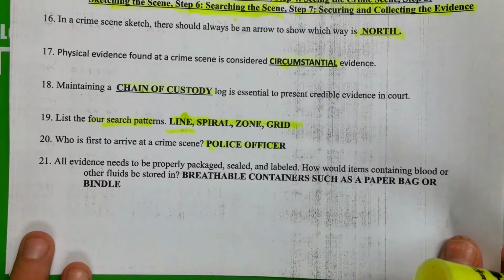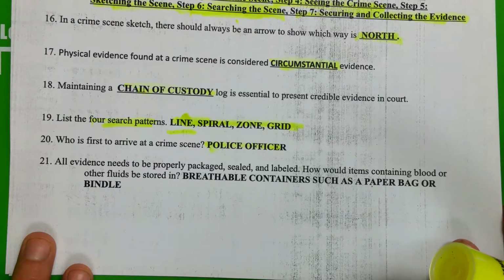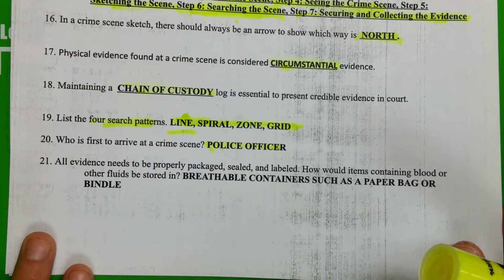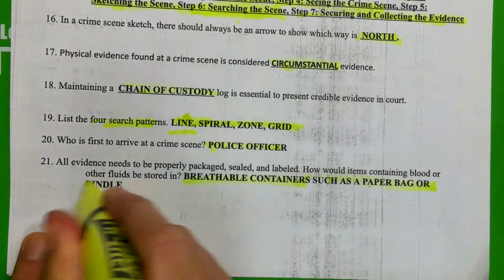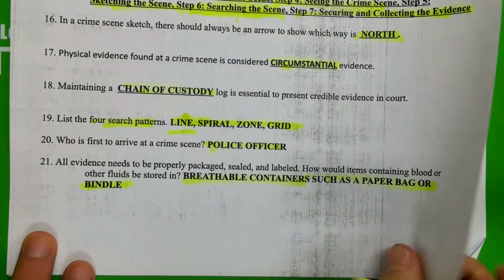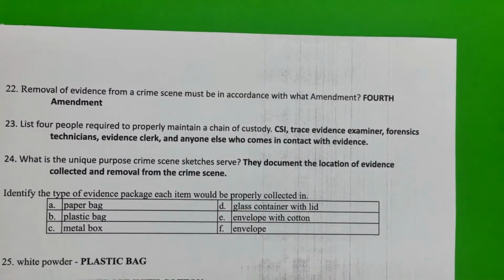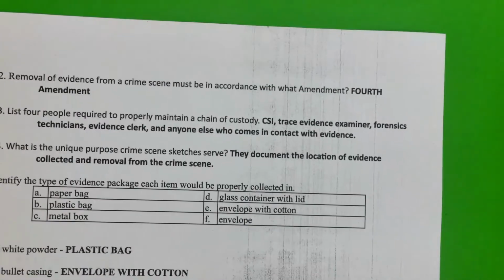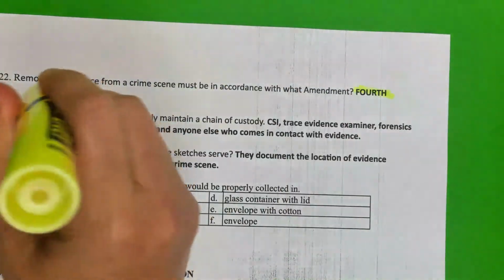Number 21, all evidence needs to be properly packaged, sealed, and labeled. How would items containing blood or other fluids be stored? Always in a breathable container such as a paper bag or a bindle. Number 22, removal of evidence from a crime scene must be in accordance with what amendment? This is the 4th Amendment.